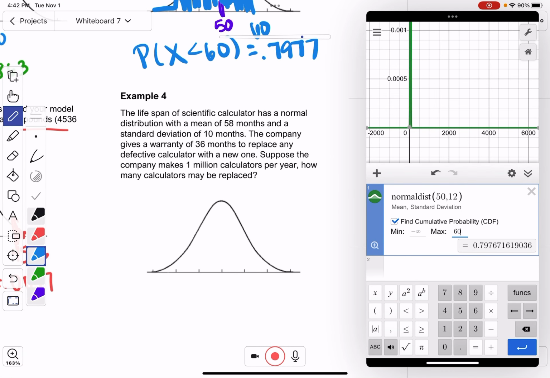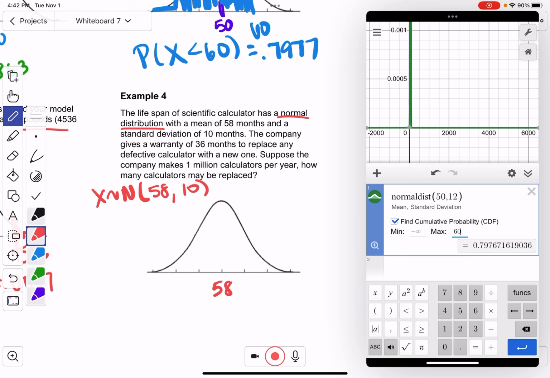Look at the last one. The lifespan of a scientific calculator has a normal distribution with a mean of 58 months and a standard deviation of 10 months. The company gives a warranty of 36 months to replace any defective calculator with a new one. Suppose the company makes 1 million calculators per year. How many calculators may be replaced? So we know it follows a normal distribution. So X is approximately normal with a mean of 58, standard deviation of 10.